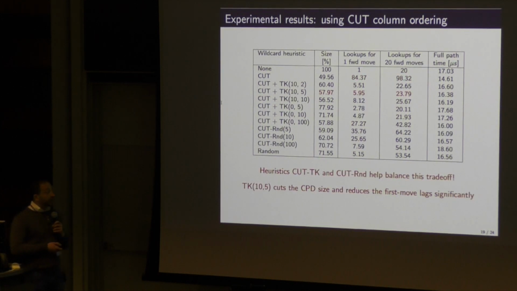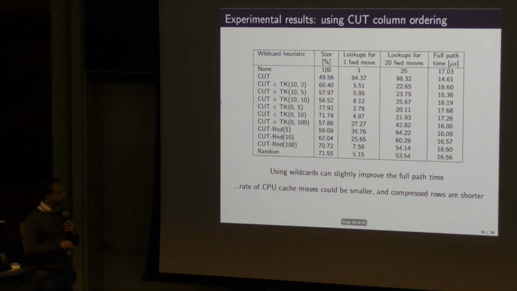Heuristics cut TK and cut random help balance this trade-off. For instance, take TK 10.5. It cuts the CPD size by about 42% and reduces the first move lags significantly from 85 to about 6, from about 100 to about 24.